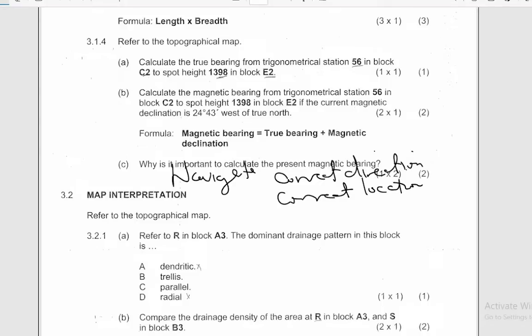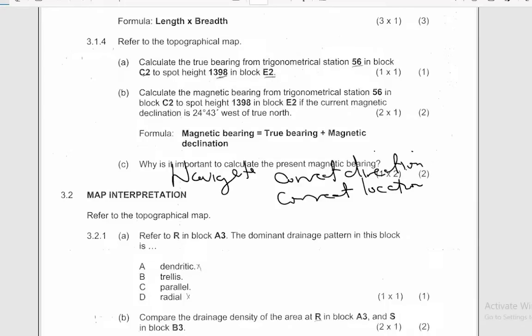If, for example, the magnetic bearing is saying the angle is 201 degrees 43 minutes, according to the correct magnetic declination, it means if you are navigating using a compass for compass directions and you follow that angle, you are not going to get lost. You are going to find the exact or the correct location of where you want to navigate to.